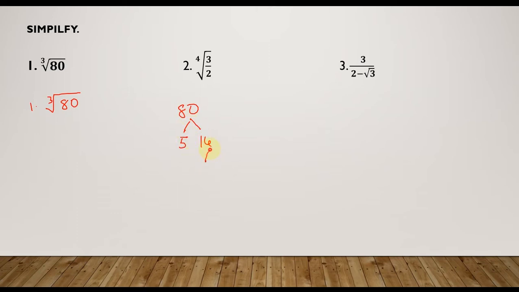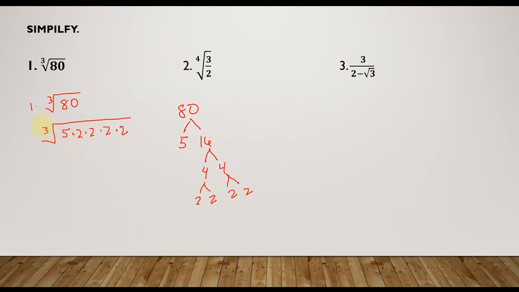And then 16, I can have 4 times 4. And then on 4, I can have 2 times 2. Also for this 4, there's also 2 times 2. So I have here prime factors 5, and then four 2's. So I can write here cube root of 5 times 2 times 2 times 2 times 2.